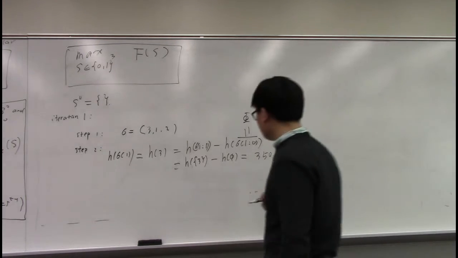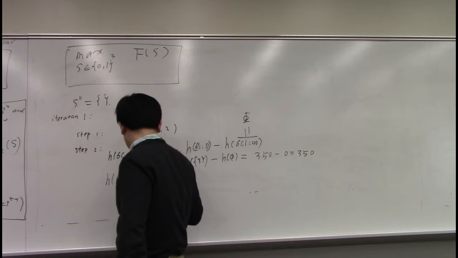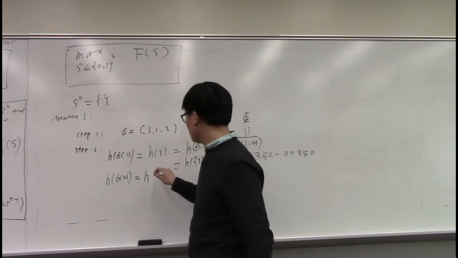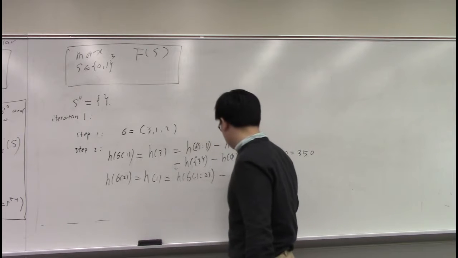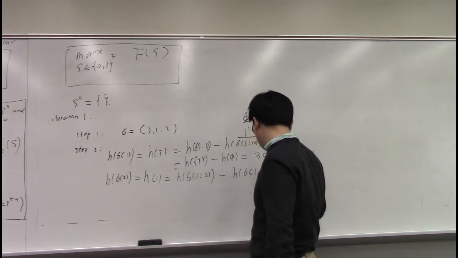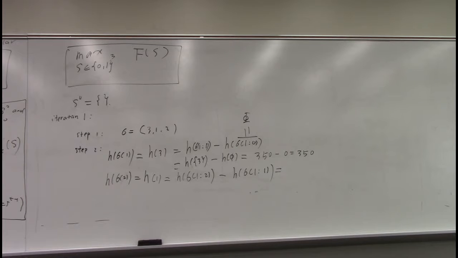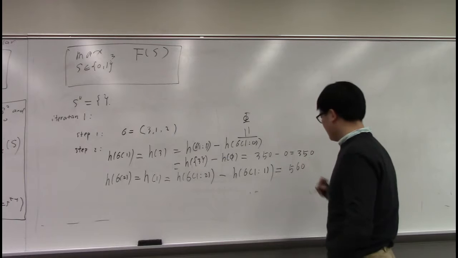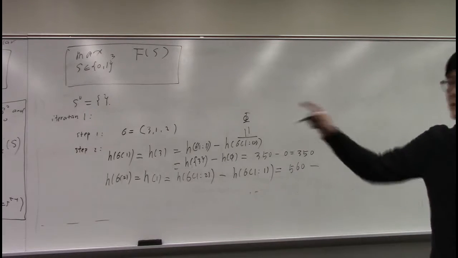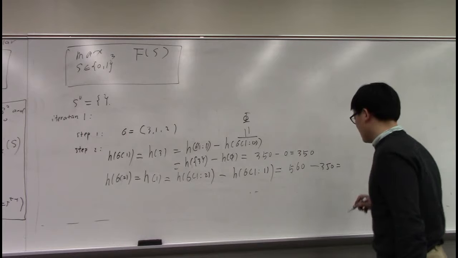And then h sigma 2, where sigma 2 is 1, right? So h1 equals h of sigma 1 to 2 minus h of sigma 1 to 1, which is sigma 1, 2, that is 1, 3. New York, DC. 650. Minus sigma 1, 3, DC, is 350. Which is 210.